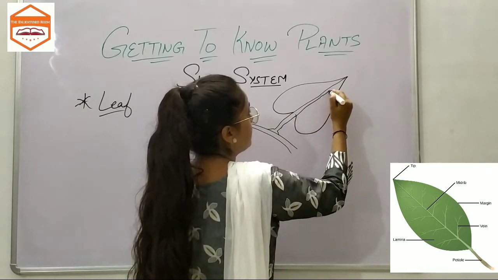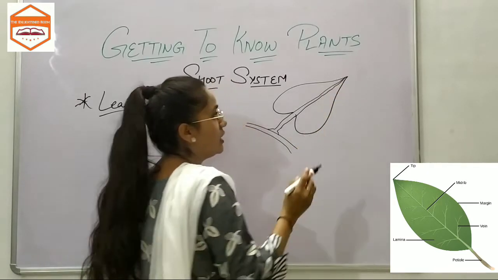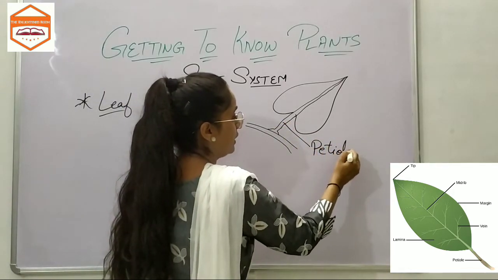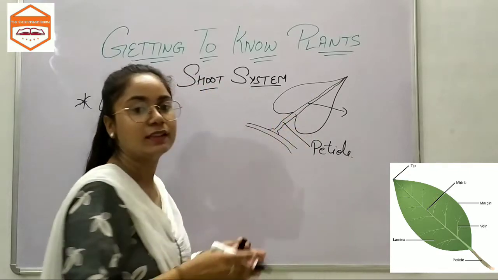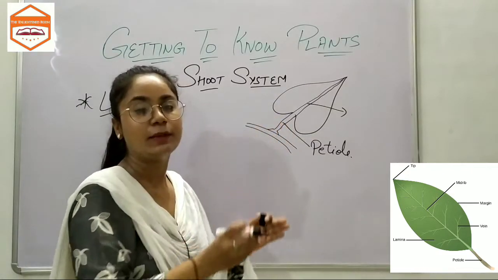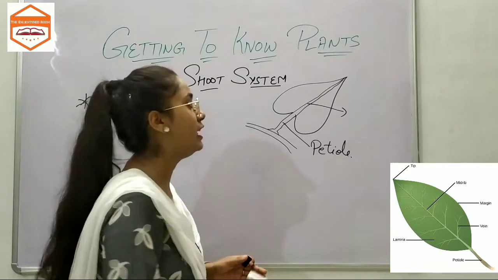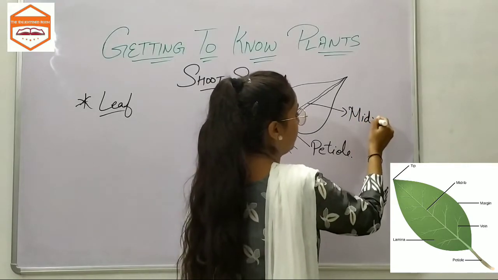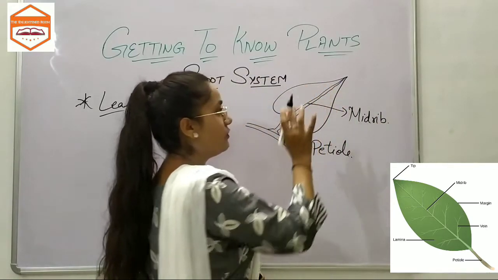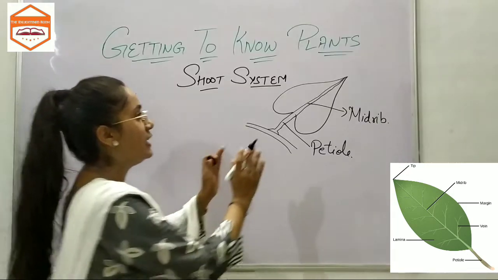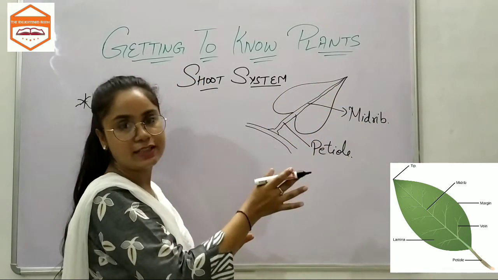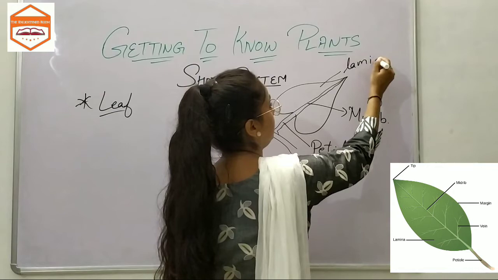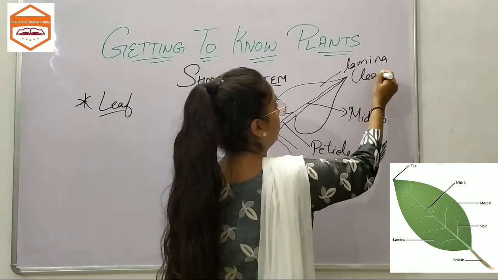You all would have seen this. The leaf looks like this. You can also see it through the picture. Now this thing is known as petiole. And this thing, the middle portion of the leaf, you can see the green portion and the hard portion of the leaf, is known as midrib. Okay, and it is always found at the center of the leaf. Now this leaf has a flat green structure, which is known as lamina, or you can also say leaf blade.